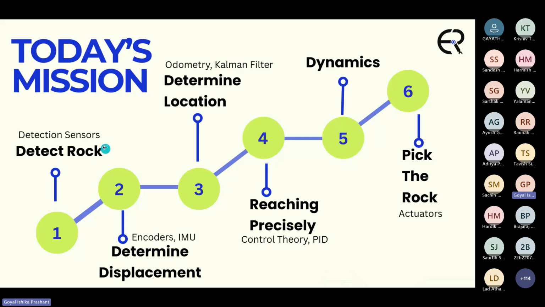The rover will first have to detect the rock. This is where we will learn about detection sensors. Then it will have to determine its displacement. This is where we will look at encoders and IMU. Then it will have to precisely determine its location. This is where we'll study odometry and Kalman filter. Then we have to make sure that it reaches precisely. Here we will learn about control theory and PID. We will also look at some of the dynamics that the rover will have to face. And then it will pick the rock using its actuators.